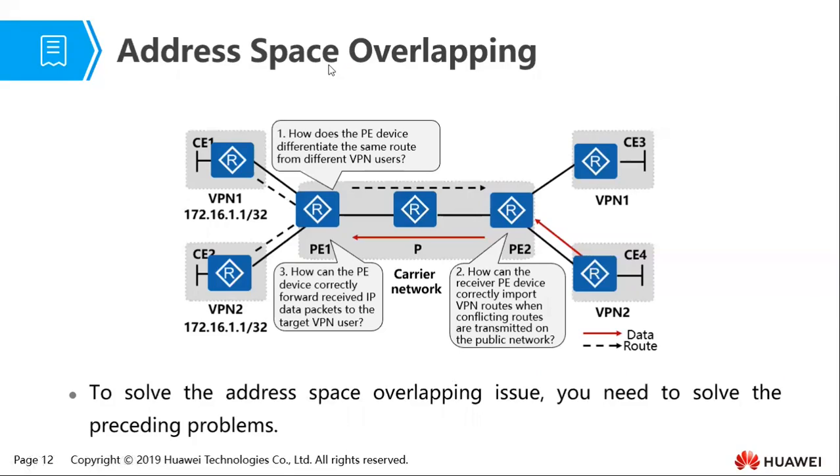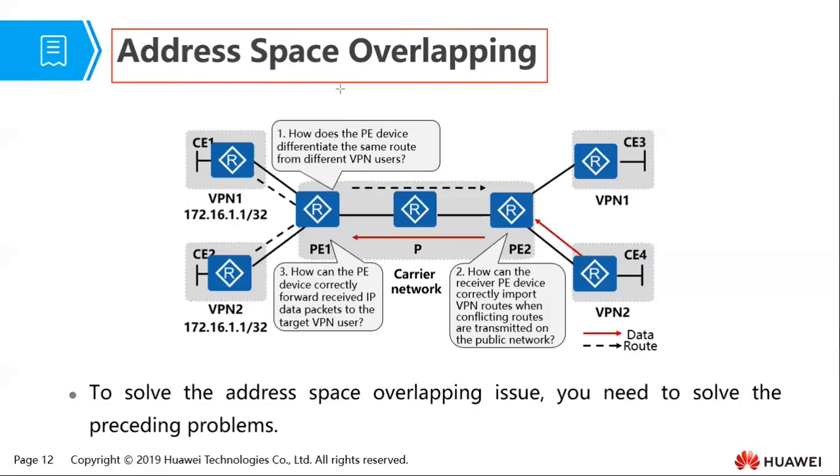Okay, so that is what we call address space overlapping. When two customers are using the same address space range, it's called address overlapping. In order to address the problem, you have to answer these three questions. The first one is: how does the PE device differentiate the same route from different VPN users?